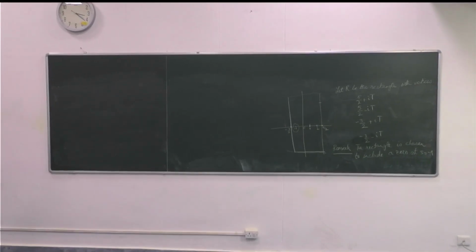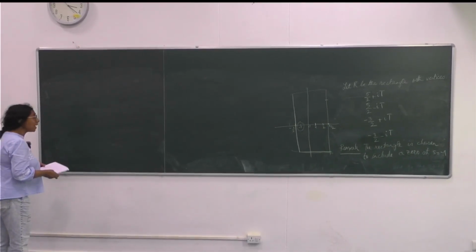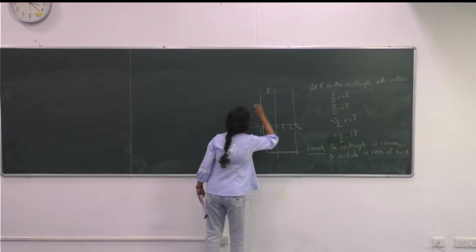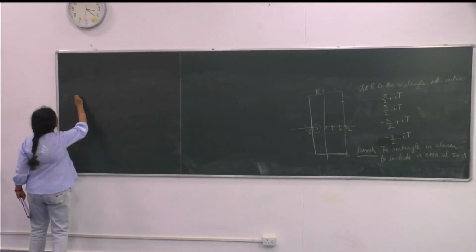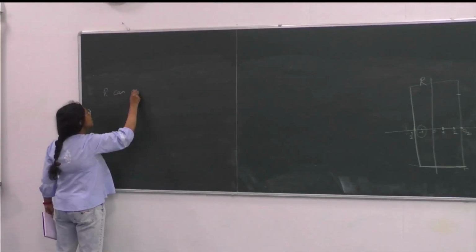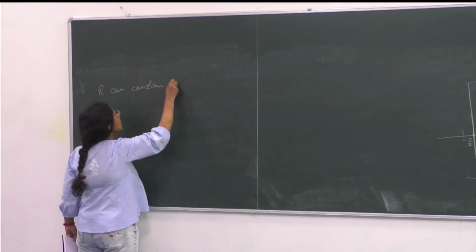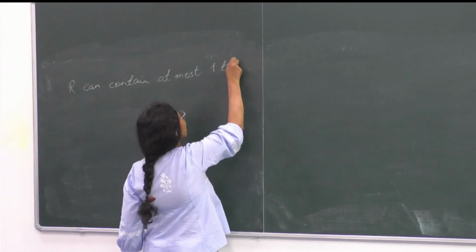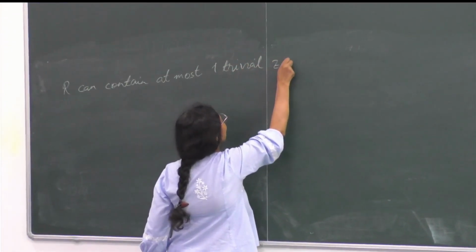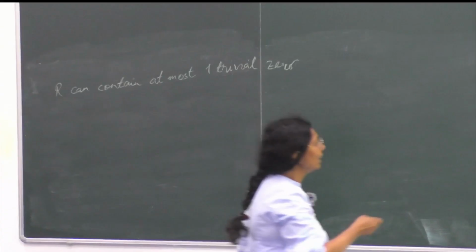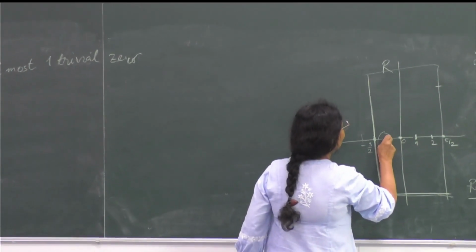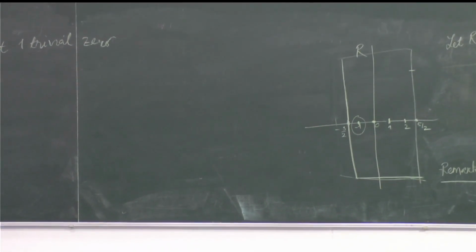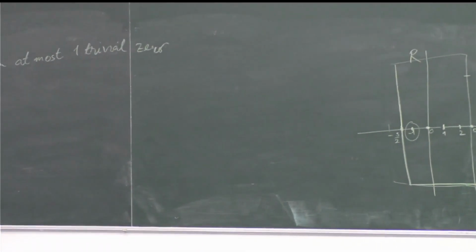There can be at most one. Yeah, this is my R. R can contain at most one trivial zero. And this trivial zero, we know where trivial zeros are. Okay, it is either here or here. It has to be to the left of 0, so either at 0 or at -1.